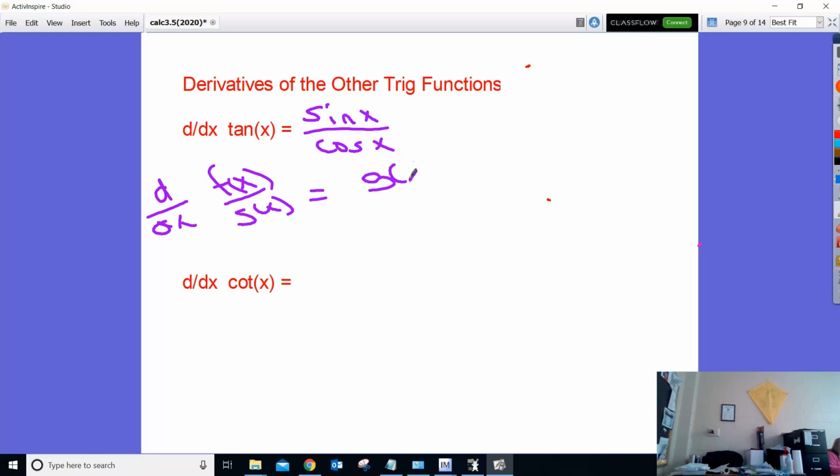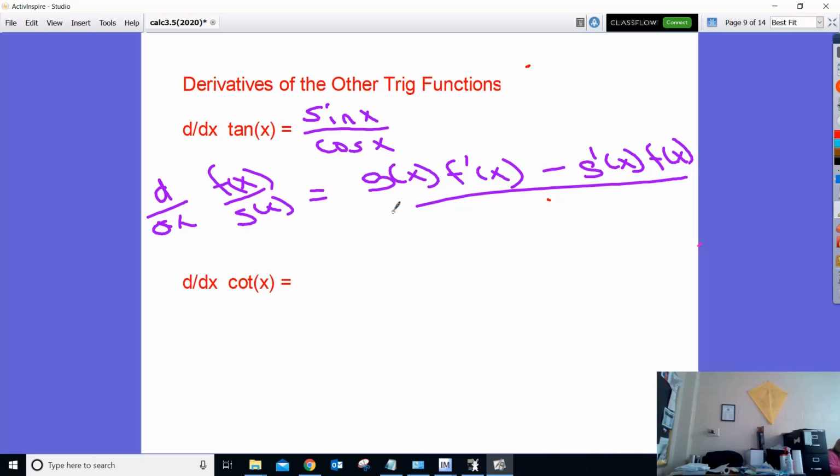g of x, f prime of x. If you don't know this, you should probably write it down. This one's locked in place. The second one doesn't matter. One's prime, one's not. The one that hasn't been prime yet. Prime of x, f of x, all sitting over u of x, all squared.